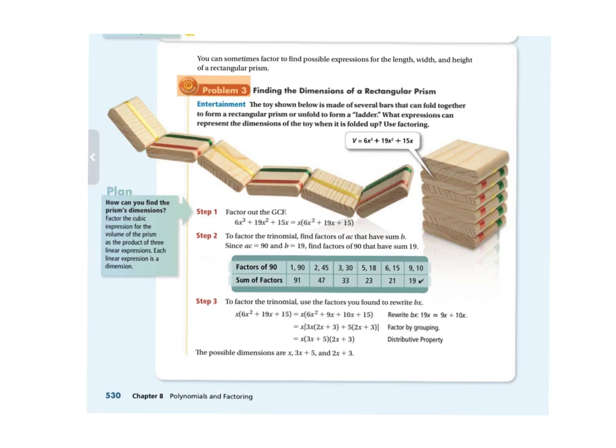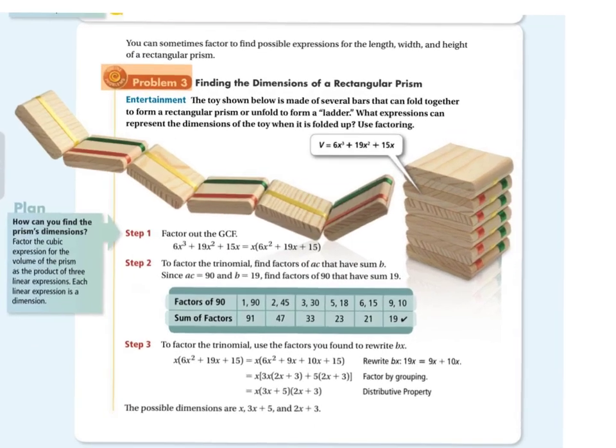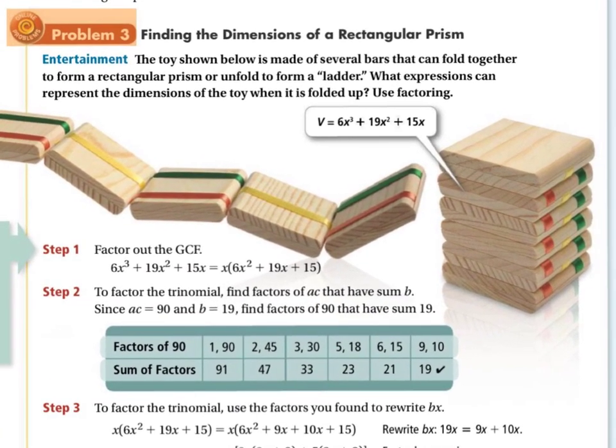The next part talks about how we can sometimes factor to find expressions for length, width, and height of rectangular prisms. So for problem 3, they've given us the volume of this toy. This toy you might have seen before. It's called a Jacob's ladder. We know the volume of a rectangular prism is length times width times height, so something times something times something. So we can try to factor this into something times something times something, and then we'll be able to figure out what the different dimensions are.